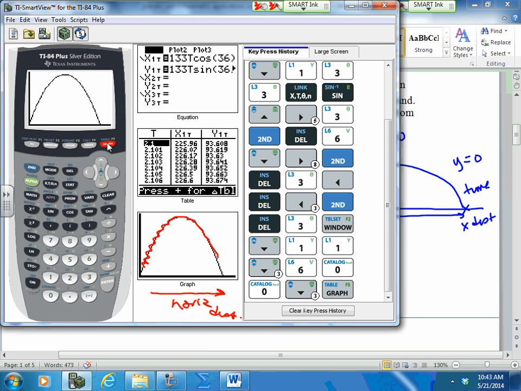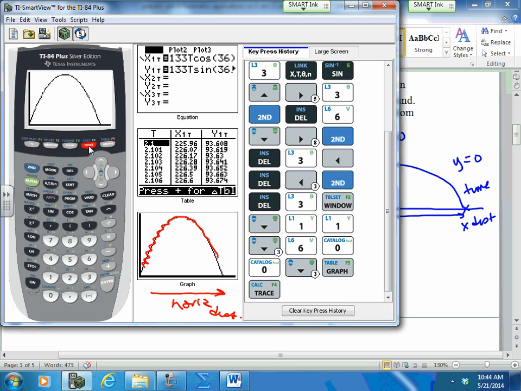So your time now, what's it asking you? When will it hit the ground? Trace. Hit your trace button. There's your time. You're going to move this guy until you see Y hit 0. When Y hits the 0, you know you hit the ground.